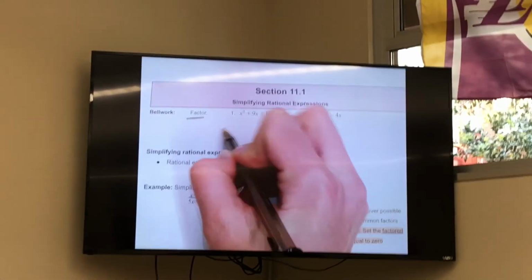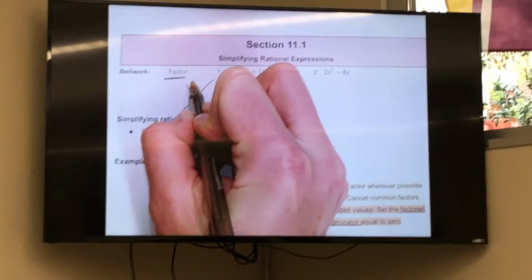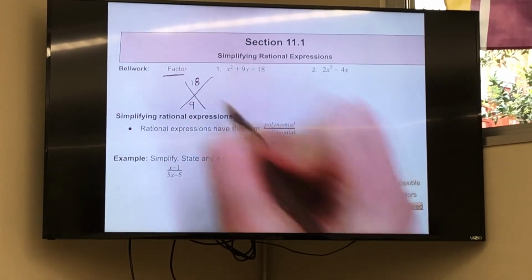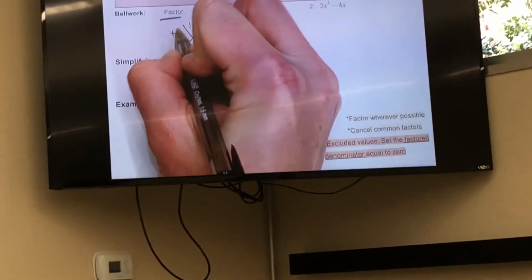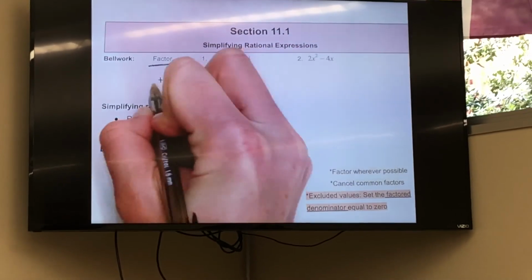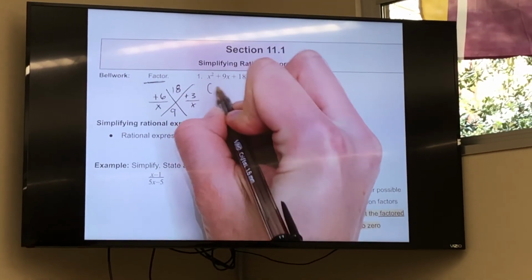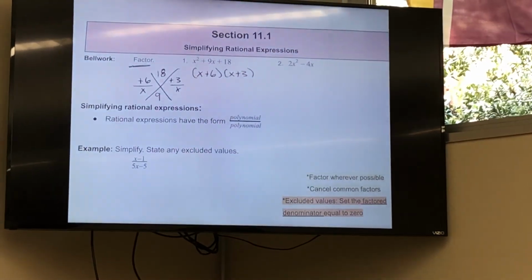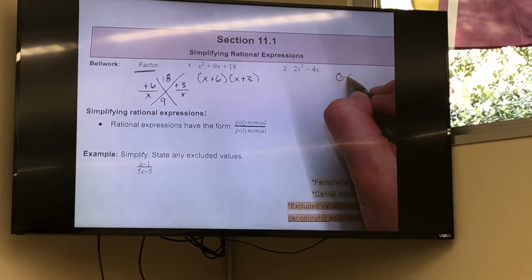Here we have 3 terms, so I'm making my big X. My A times C goes on top, 1 times 18, 18. My middle term, 9, will go in there. Multiply to 18, add to 9. What are we thinking here? Positive 6 and positive 3. We divide by A, which is just 1. We turn them, so this factors to be (x + 6)(x + 3). Boom, factored, 3 terms.